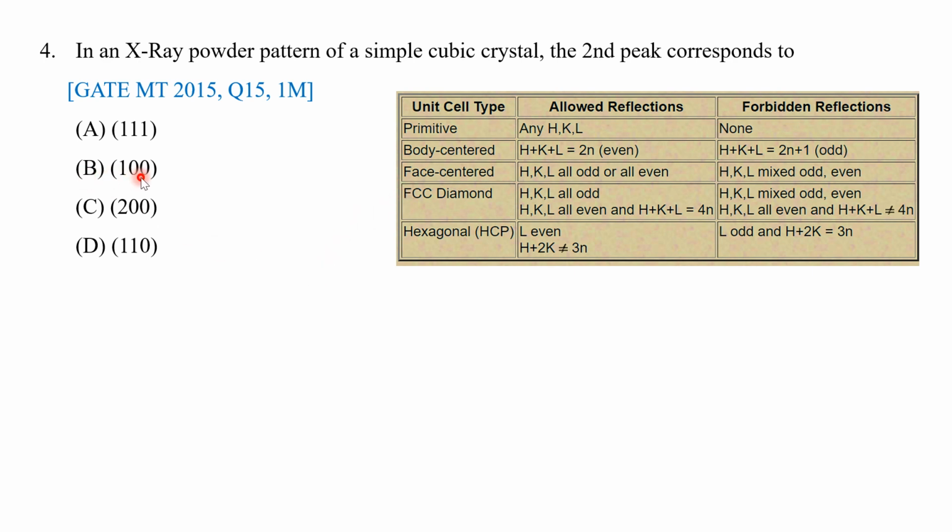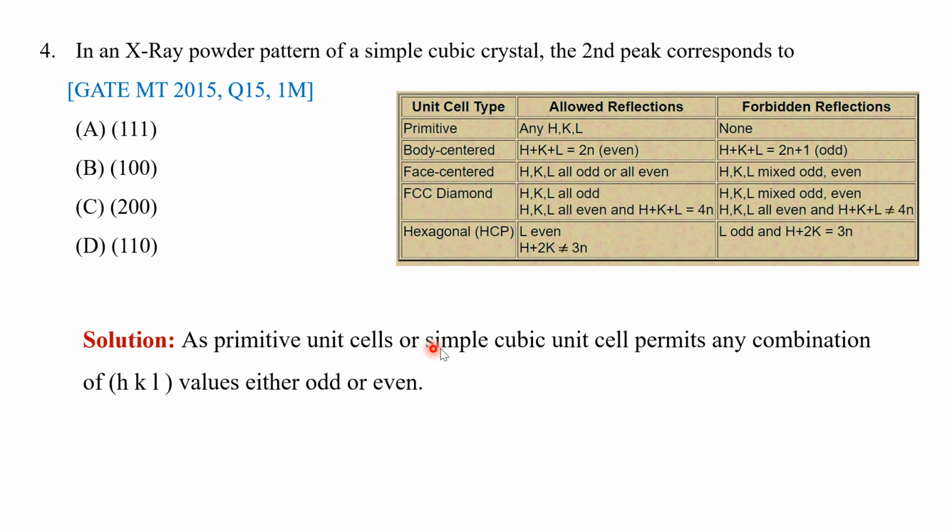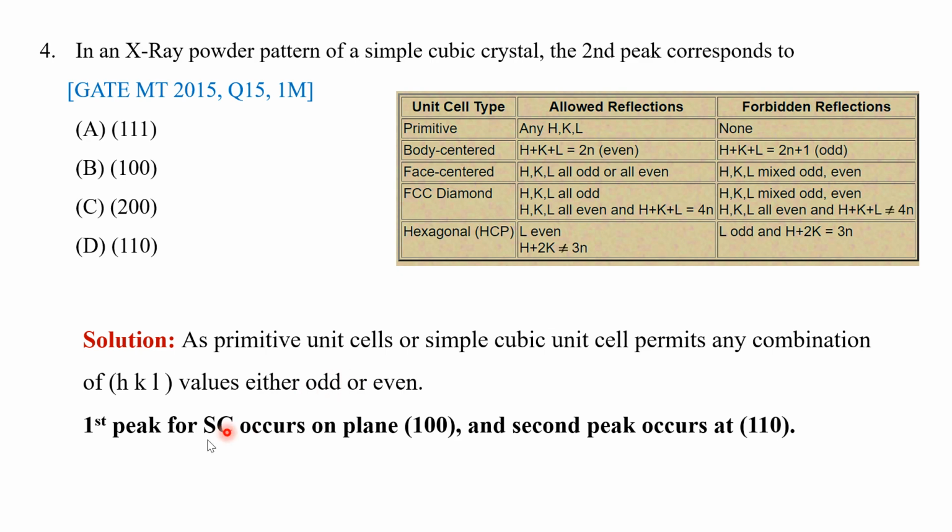If the first peak is 1, 0, 0, what will be the second peak? For the second peak, we replace this 0 also with 1. The second peak will be 1, 1, 0. So in case any combination of HKL values, either odd, even, mixed, anything is possible. So the first peak will occur at 100 and the second peak will occur at 110. So this is the answer to this particular question. Therefore, the answer is option D, 110. So please familiarize yourself with this table where we can find the HKL combinations of primitive, body centered and face centered. I hope this question is clear to all of you.